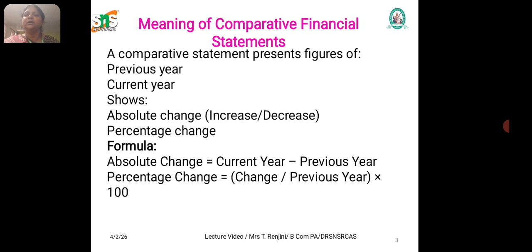The formula is absolute change equals current year minus previous year. Percentage change equals change divided by previous year, multiplied by 100. So these are the calculations of comparative and financial ratio analysis.